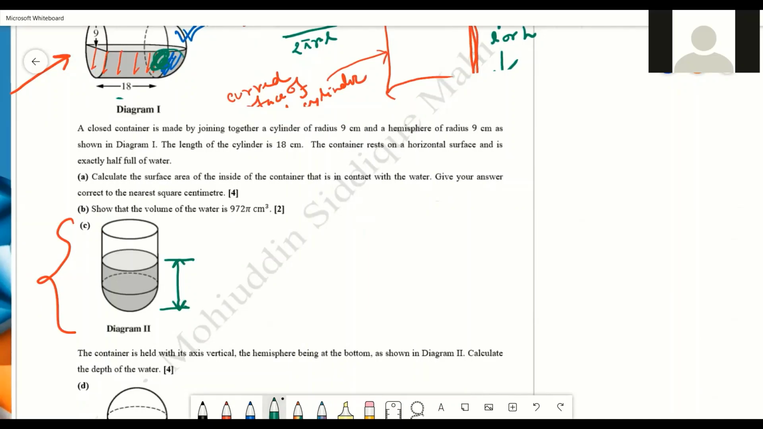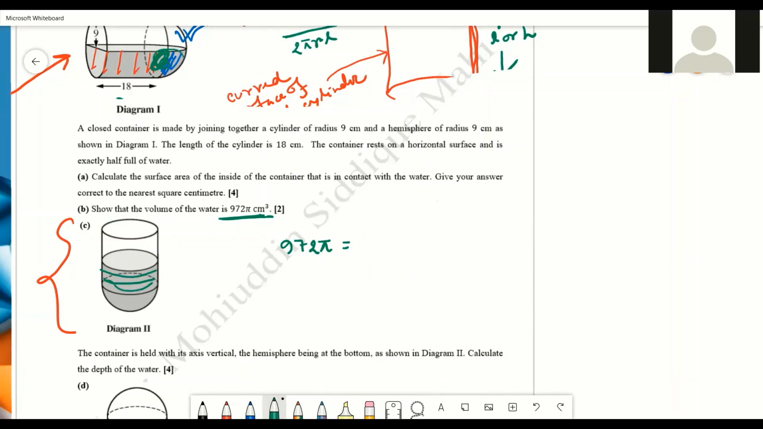We need to find out this depth. Say, for example, let's consider that as h. Okay, so how can we solve it? We already know the volume of the water because we found it previously in question B. So 972 pi equals, now this is a cylinder.